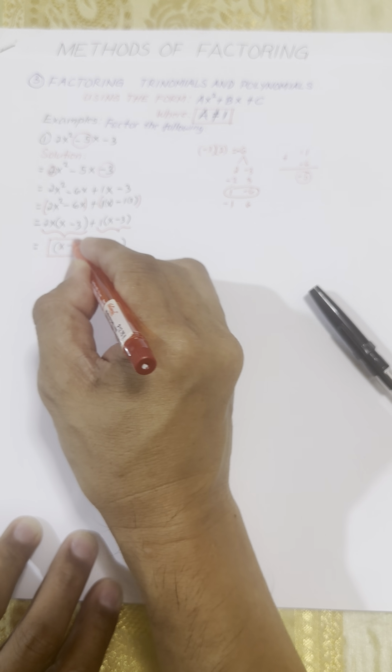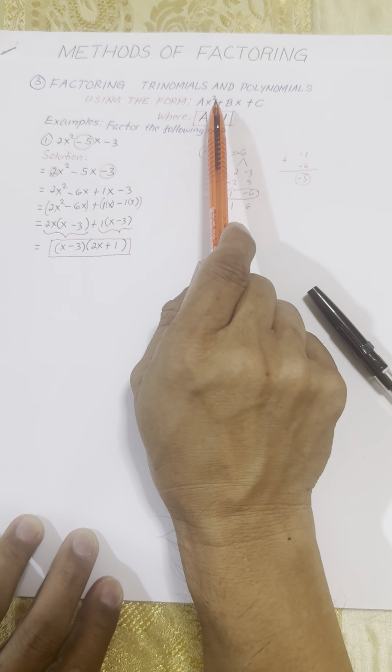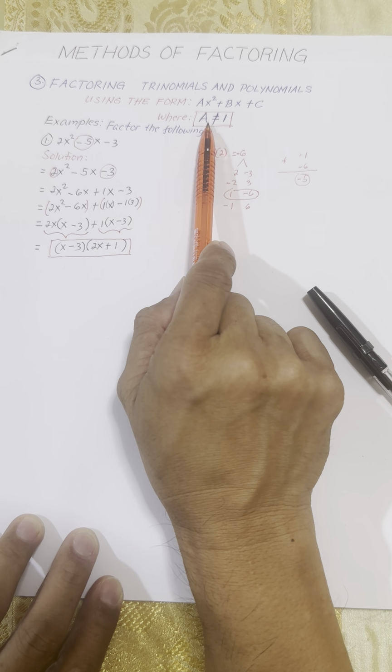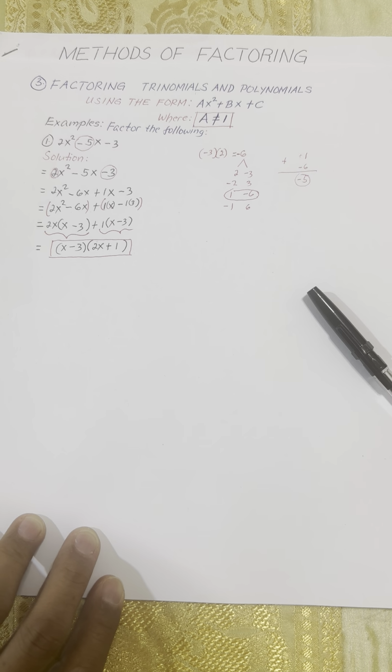So this is how to factor trinomials and polynomials taking this form, where a is not equal to 1. Okay, so that's all. That's how easy.